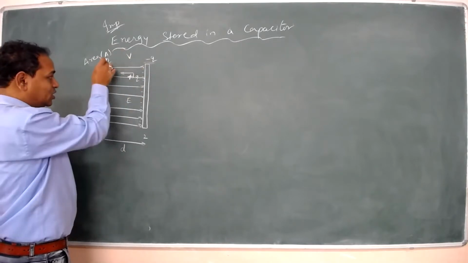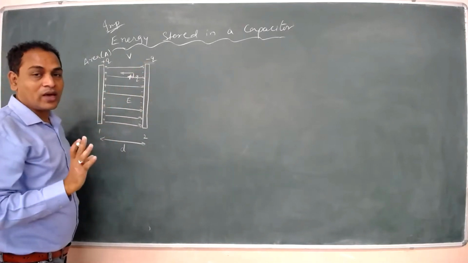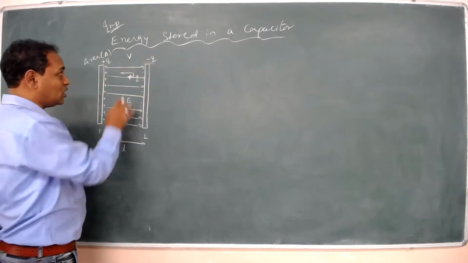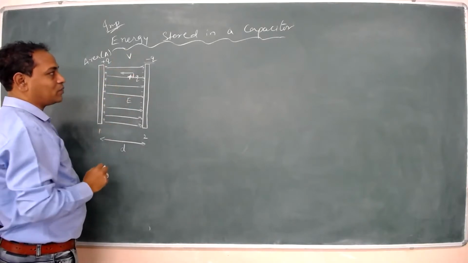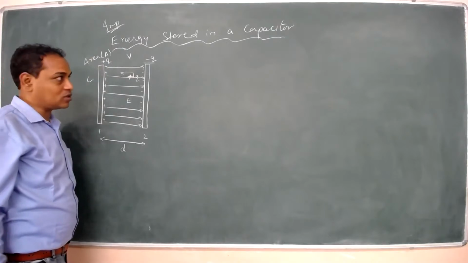Now it has become positive and negative, which means we can call this a capacitor. Let us say the capacitance of this parallel plate capacitor is C. C is the capacitance of the parallel plate capacitor.